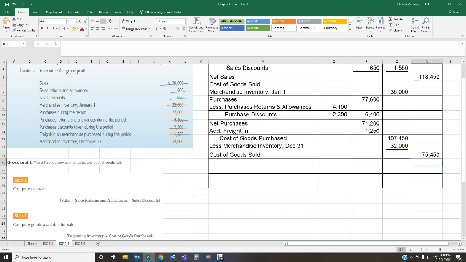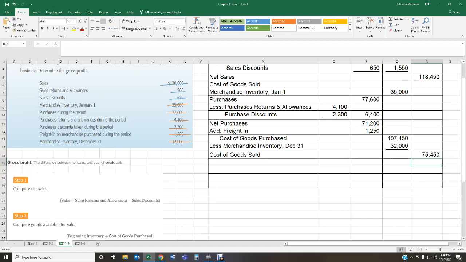So I started off with $35,000 in inventory. I purchased $77,600. I returned $4,100. I got a discount of $2,300. That gave me net purchases of $71,200. I had to pay some freight charges. I added $12.50. And then if I add my beginning inventory, your net purchases, and your freight, that's going to give you the cost of goods purchased of $107,450.